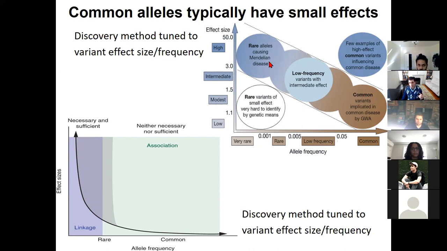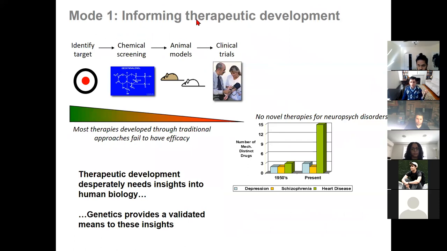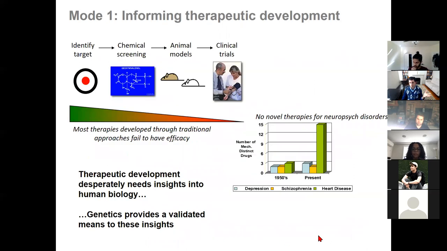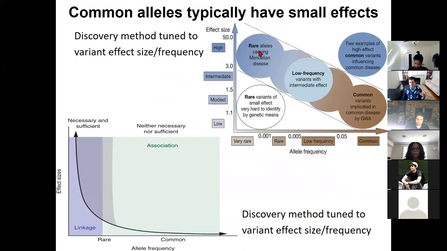So at the rare end of the spectrum, genetic variation can inform therapeutic development. You can identify a target gene, it can inform personalized genomic medicine. You can provide individualized medical insights, diagnostics in cases of severe genetic disorders, identification of individuals more or less likely to benefit from specific therapeutic interventions, and then prediction of individuals at risk for severe idiosyncratic adverse drug responses. And unfortunately, this personalized end of the spectrum has been vastly oversold for years, but technological advances are finally bringing to reality what has long been a futuristic vision. So that's at this end of the spectrum for the Mendelian disorders.